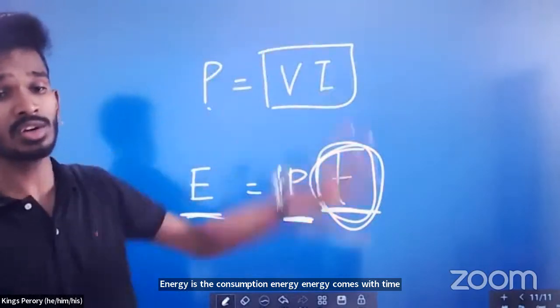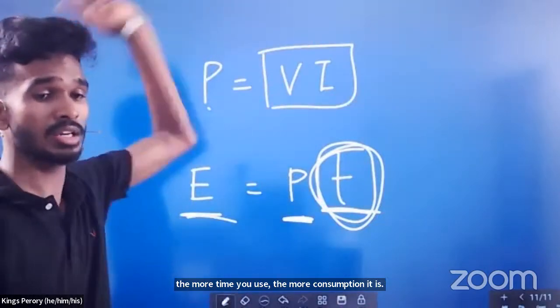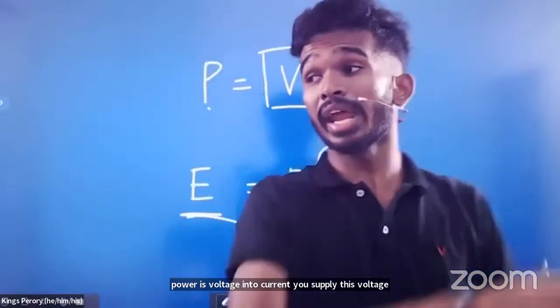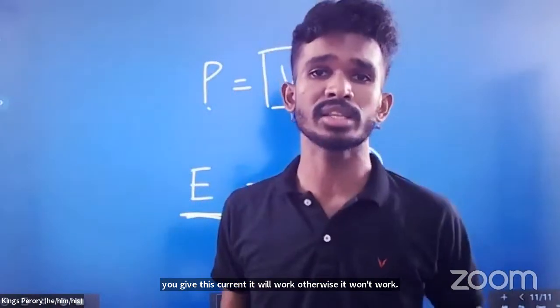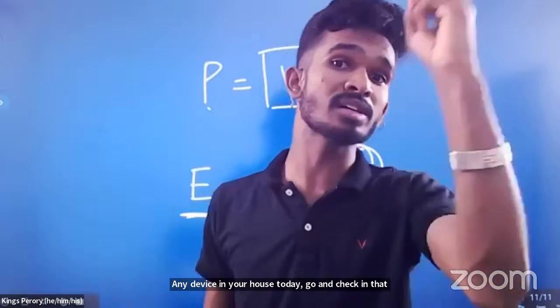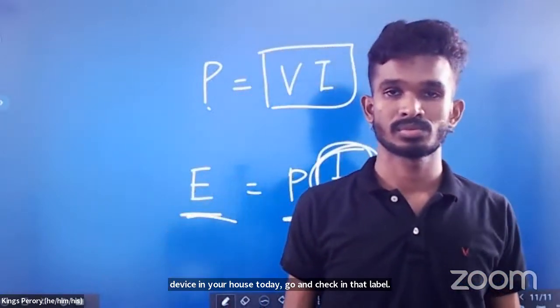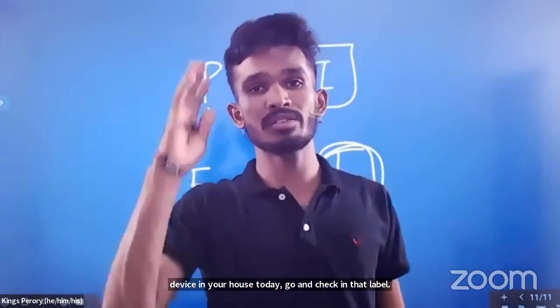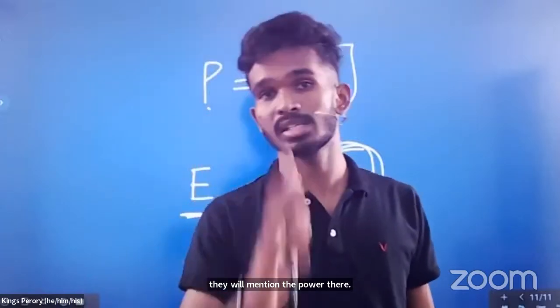Power is voltage into current. You supply this voltage, you give this current, it will work. Otherwise, it won't work. Any device in your house, today go and check that label. They will mention the power there. So power is for the device. Energy is for the consumption.